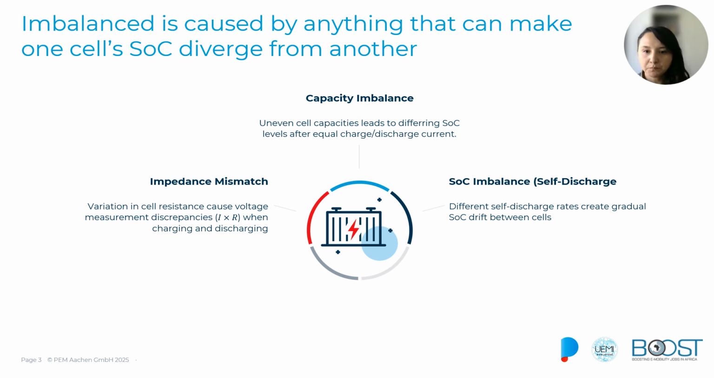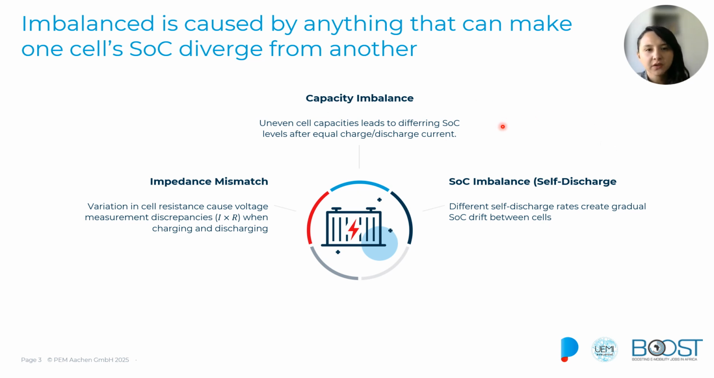So, before seeing how to actually correct the problem, let's see what the causes of the problem are. In battery packs, cell imbalance is caused by anything that will make one of the cells' state of charge diverge from the others, and this difference can arise due to several factors related to manufacturing, operating conditions, or the battery aging that is normal in our cells. Nonetheless, we can classify cell imbalance into three main types.